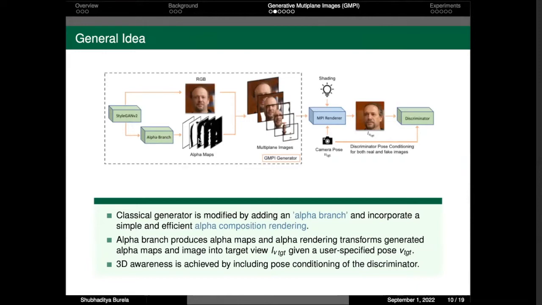We'll look into what the alpha branch is in coming slides, and it incorporates a simple and efficient alpha composition rendering. The alpha branch produces alpha maps, and the alpha rendering transforms the generated alpha maps and image into a target view. So I_target is the final view which is generated using a user-given pose, which is the camera pose V_target. And once this is done, then the 3D awareness is achieved by including a pose conditioning on the discriminator.